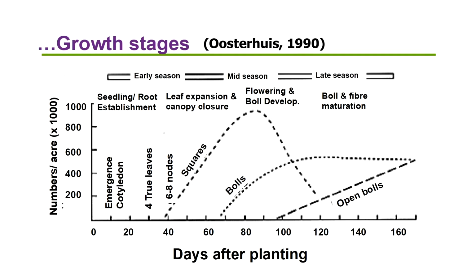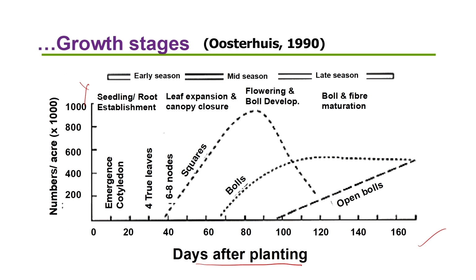Now, for better understanding, let us concentrate on this picture, please. You can see on the x-axis here, you have days after planting. How many days? Starting from 0, 20, 40, 60, 80, 100, 120, 140 and 160. On the y-axis, you have numbers per acre into 1000.